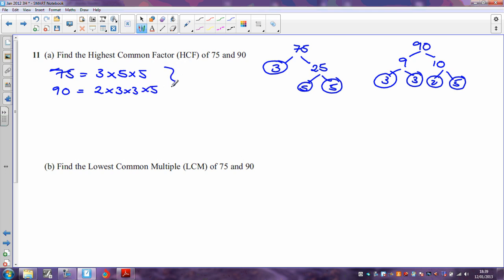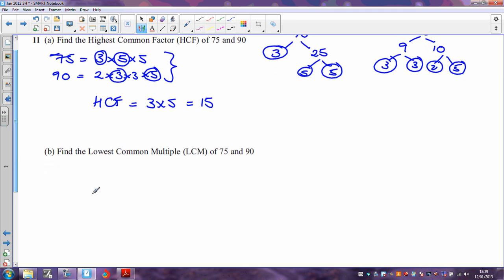Now, to find the highest common factor, we look at the lists of prime factors and we look at what's in both. For it to be common, it's got to be in both. So there's a 3 in both lists, and there's a 5 in both lists, and that's it. So the highest common factor is just 3 times 5, which is 15.